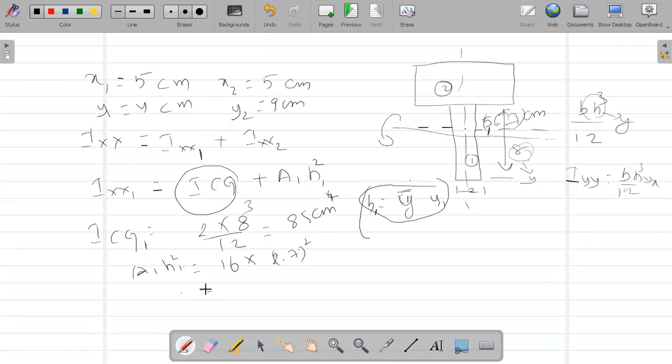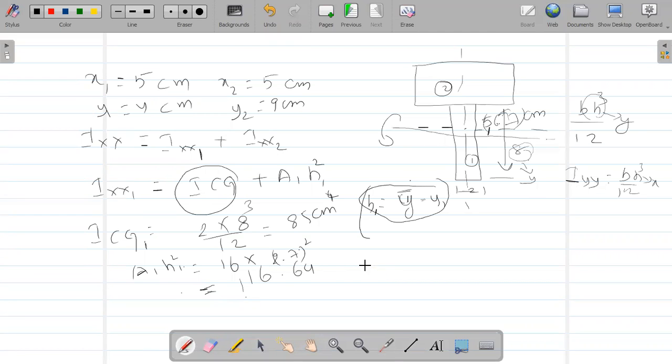What is the answer for this? You have 16 into 2.7 the whole square. Why is this 2.7 coming? Because this is y bar minus y1. Y bar is 6.7, and y1 is 4. So what is the answer you are going to get here? 116.64. Very good. So you got the values.